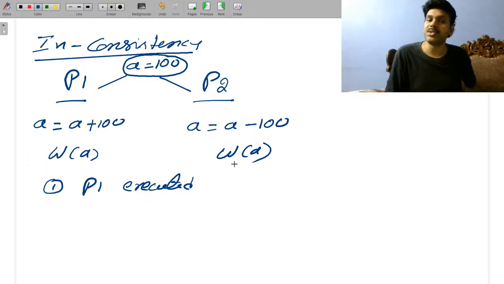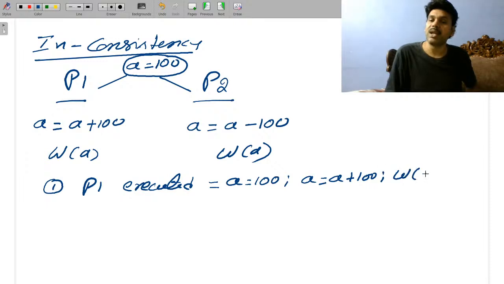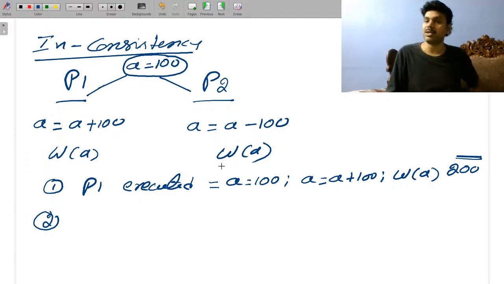Let P1 begin, and he reads that A is equal to 100. Then I am issuing the incremental operation, A is equal to A plus 100. Then I am writing its value, W of A. So now it becomes 200. It is not yet done because concurrent access is there. Now A is a common resource to P1 as well as to P2. Here A is a shared resource.